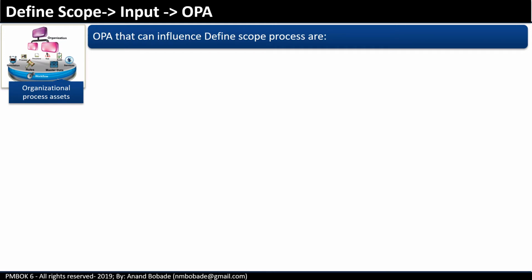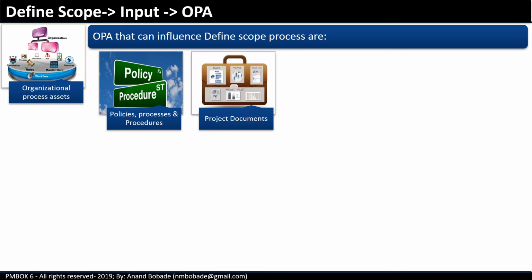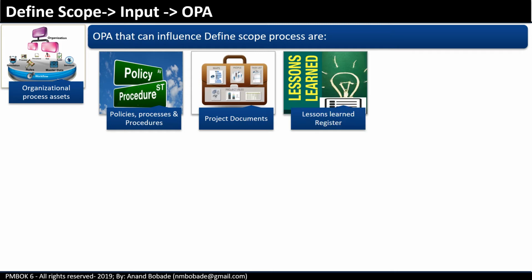OPA, or organizational process assets, that can influence the define scope process are applicable policies, procedures, and templates for a project scope statement based upon the scope management plan, and project files from past projects. For example, the requirement traceability matrix of a similar project which was successfully completed in the past can be very useful. Lessons learned from previous phases or projects will ensure your project team doesn't repeat past mistakes.